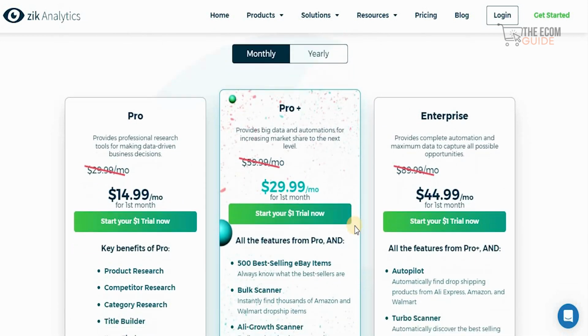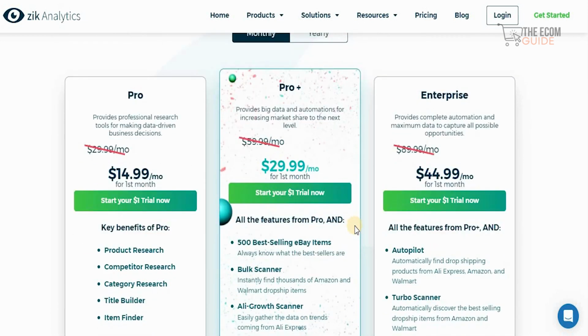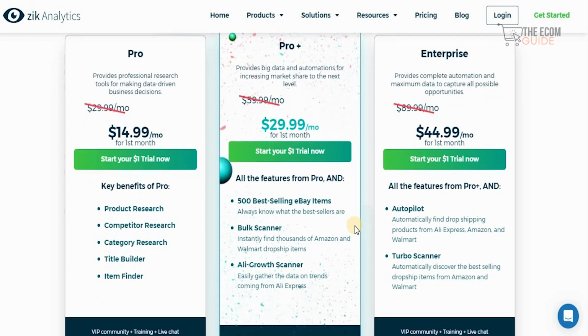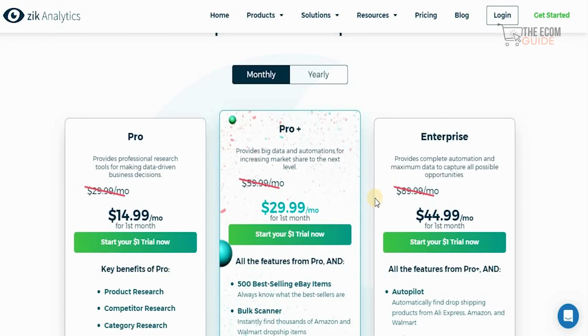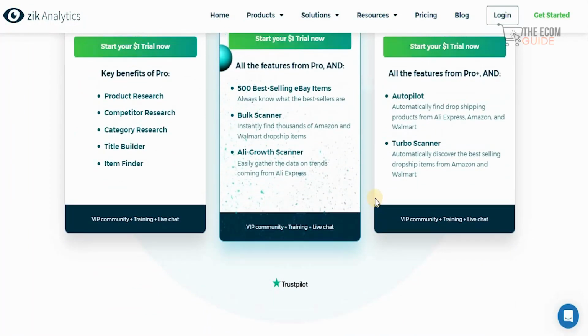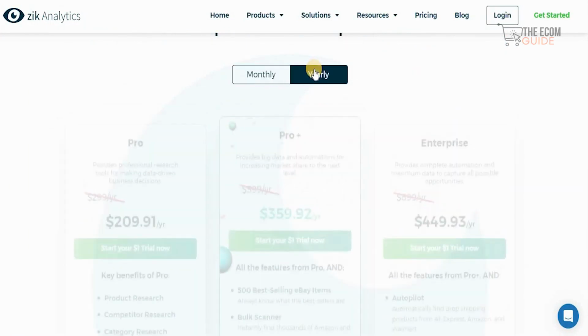And the Enterprise, at $44.99 for the first month, provides complete automation and maximum data to capture all the possible opportunities. With the Autopilot, you can automatically find dropshipping products from AliExpress, Amazon, and Walmart. With the Turbo Scanners, automatically discovering the best-selling dropship items from Amazon and Walmart is going to be available for you guys. Now, if you go for the yearly, you'll actually save a little bit as well.